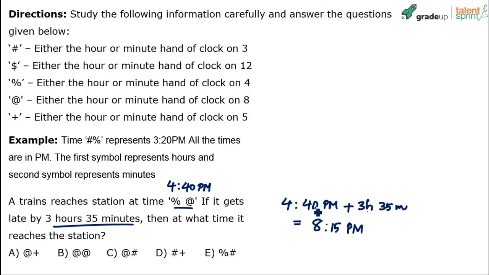4 plus 3 is 7. 40 minutes and 35 minutes is 75 minutes. 75 minutes equals 1 hour and 15 minutes, right? So 7 p.m. plus 1 hour and 15 minutes is 8:15 p.m. This is one way of doing it.